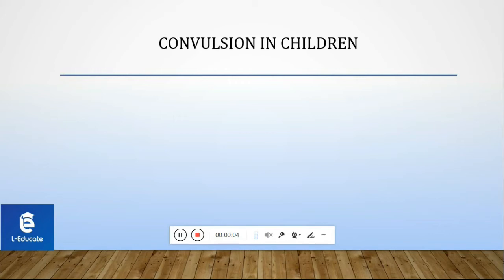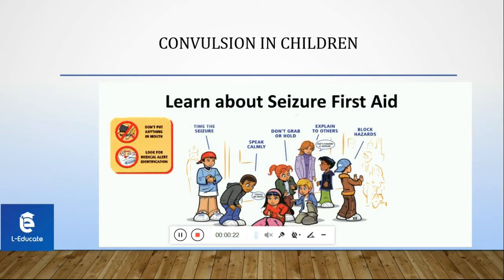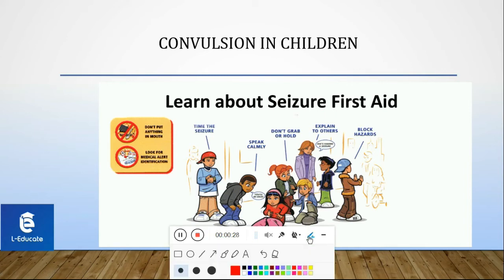Convulsion in children and how to help children who are convulsing is generally similar to what we have discussed about how to help adults who are convulsing. Now, if you look at this diagram, let me highlight. Yeah, if you look at this diagram, this is the girl convulsing. This girl here is the one convulsing.